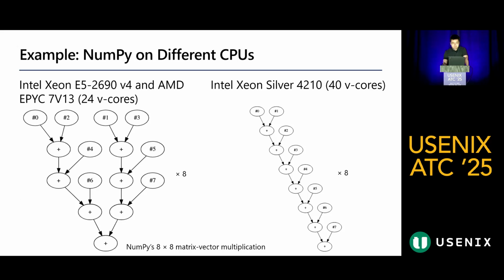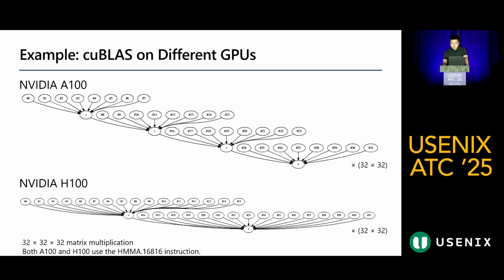That is very different. This example shows the accumulation orders of half-precision matrix multiplication in PyTorch, which uses the cuBLAS backend, running on different GPUs. As in the previous cases, this accumulation order may vary across GPU models. This is very common and very important in deep learning workloads.